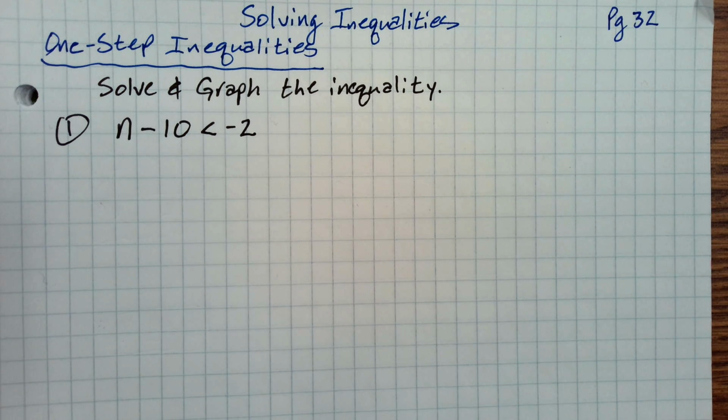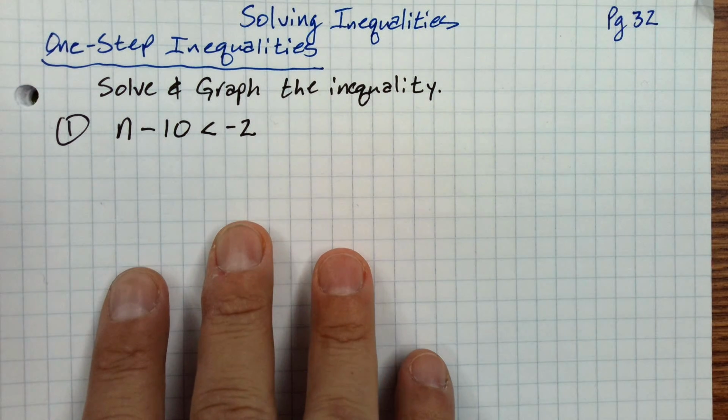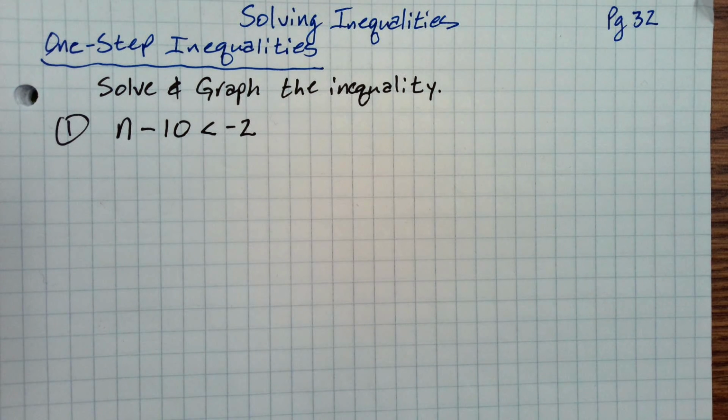Okay, and the thing to remember here, when we get an answer, it's not just one number as an answer. It's an infinite number of solutions. That's why a better way to visualize the answers is on a number line. So after we find the solution, we'll graph the solution, okay?